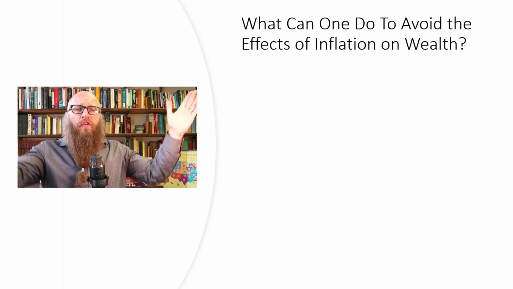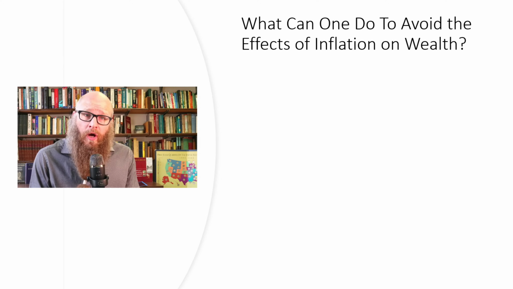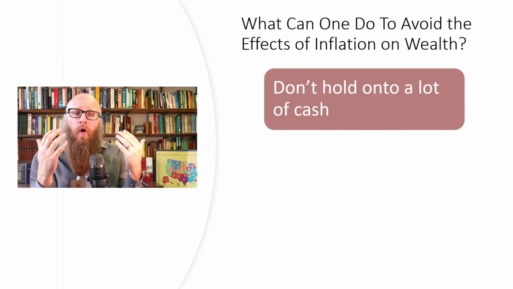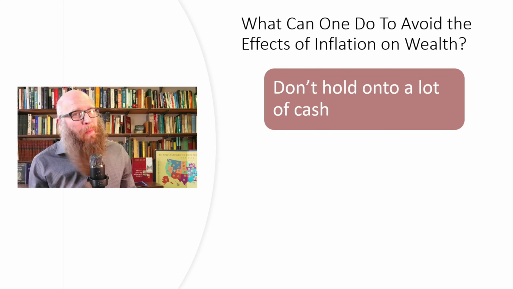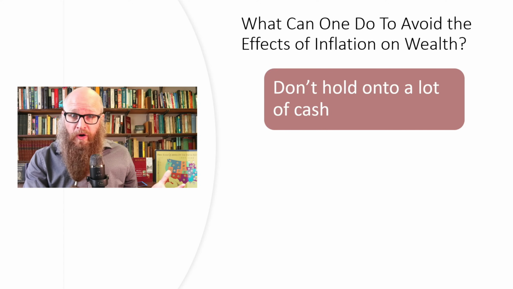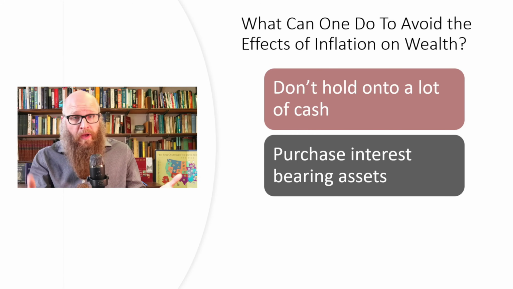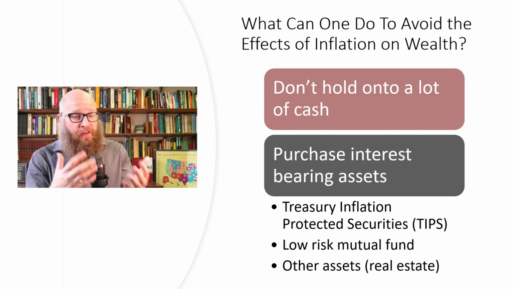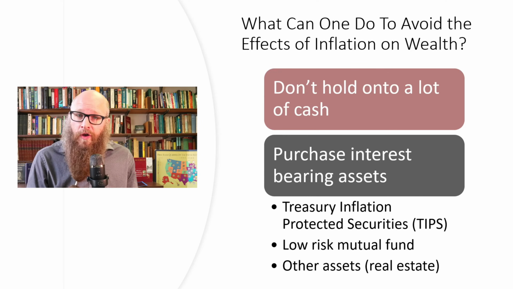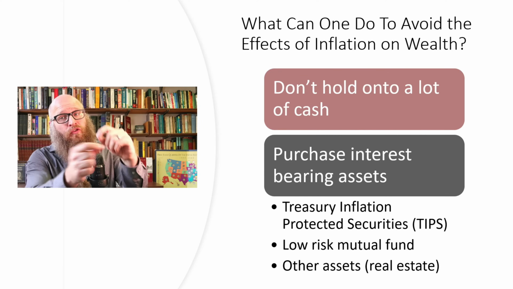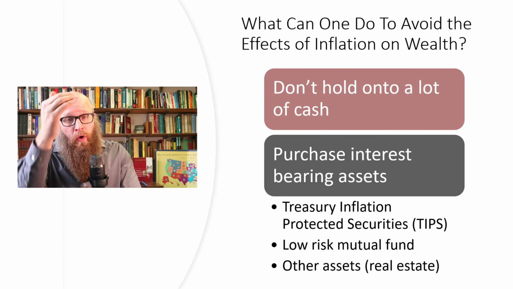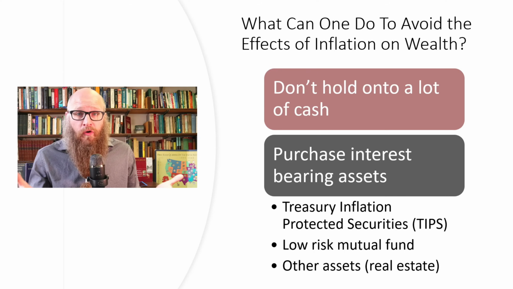So what can one do to avoid the effects of inflation on wealth? I mean, the first one is you don't want to hold on to a lot of cash, especially long term. Well, what do you do with your cash instead? You can purchase a low-risk, interest-bearing asset. The United States Treasury offers inflation-protected securities. So you could buy a government bond where the interest rate on that bond changes according to the inflation rate. Therefore, there's no inflation risk when buying it.